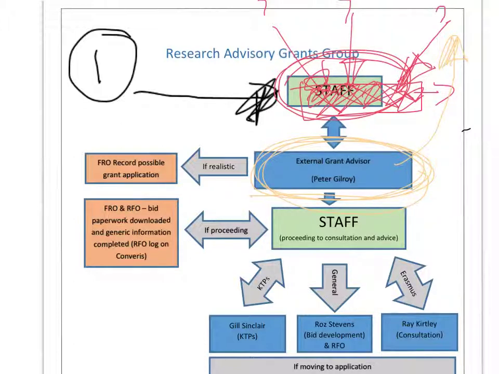So following through with the logic of what I've been saying, this box here I think would be number 2. So a member of staff has an idea, that's number 1, or is presented with an idea for a bid, for a possible grant, and it goes to the faculty research office for recording.